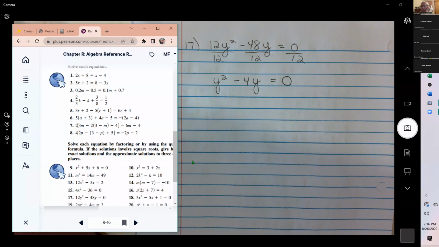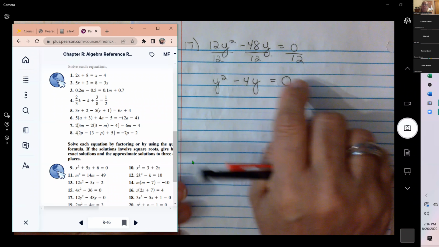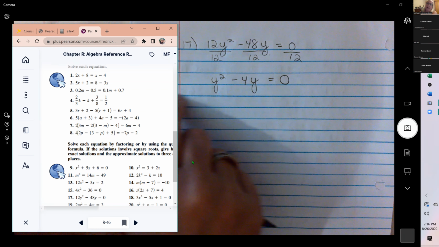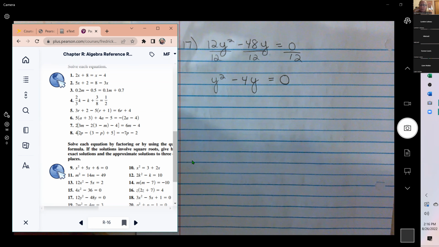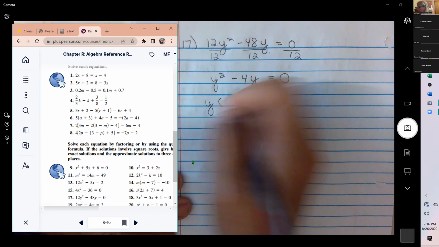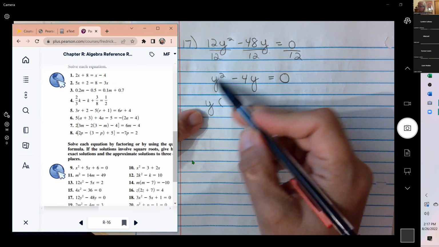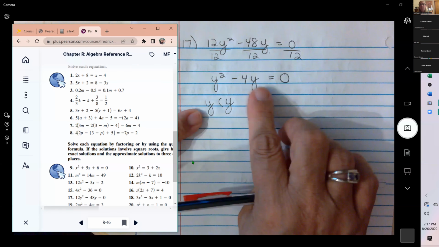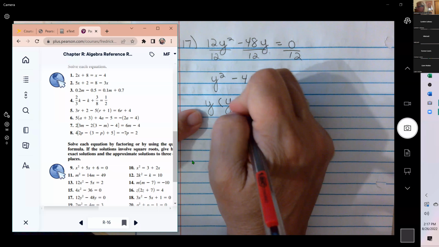Because there's not 3 terms, a lot of times students get confused on factoring it, but it's actually a pretty easy one to factor because if you look at the 2 terms, what do they have in common that we could factor out? Anyone? Y. We can pull a y out. If we pull a y out here, we'd have y because y times y is y squared. And if we pull the y here, we have a -4.